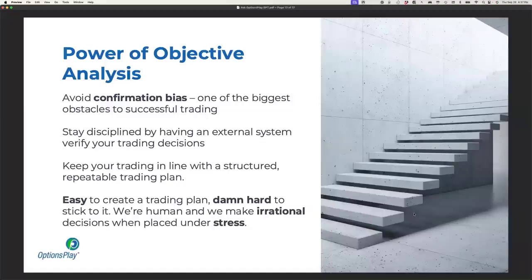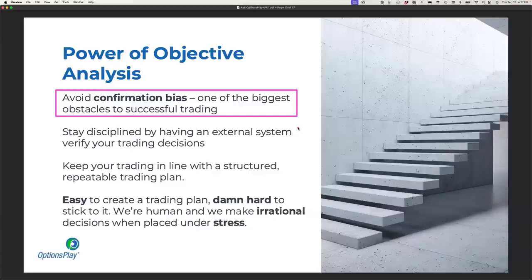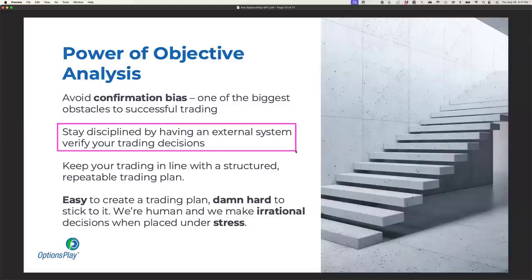First and foremost, the most important thing is to help you avoid confirmation bias, one of the biggest obstacles to successful trading, where we simply don't follow the rules. We simply do what we want to do because that's just us as humans. It's a fact of human nature. It's hard to avoid, and it's one of the things that I think most traders struggle with. And the second thing is helping you stay disciplined by having an external system verify your trading decisions.